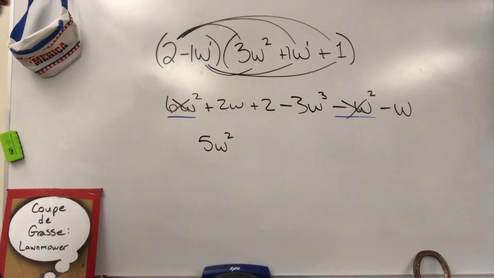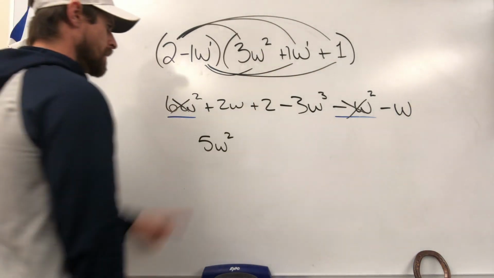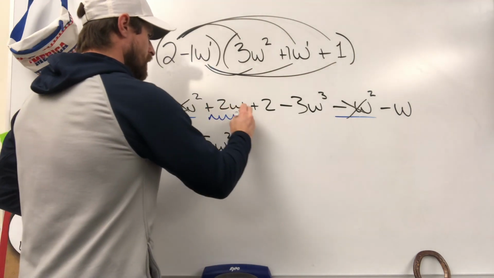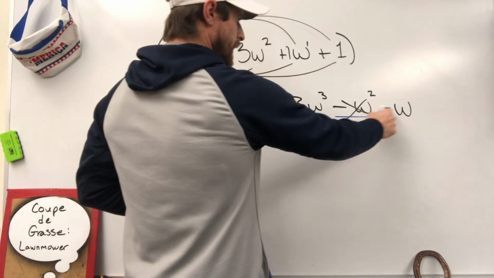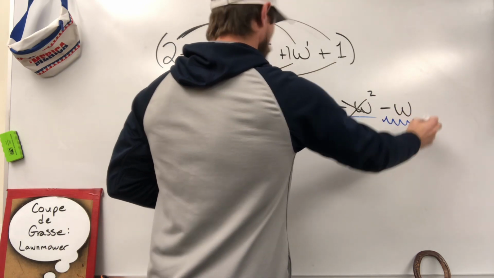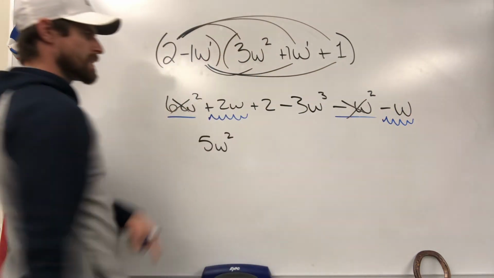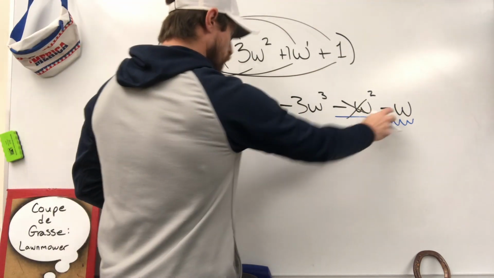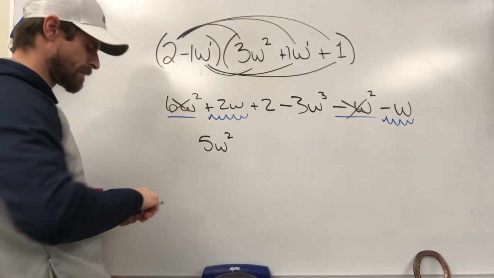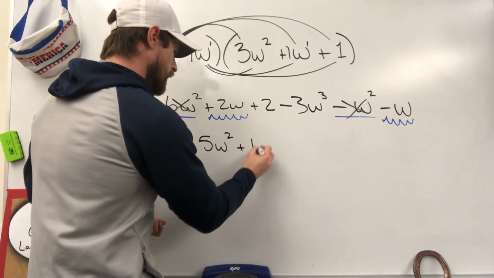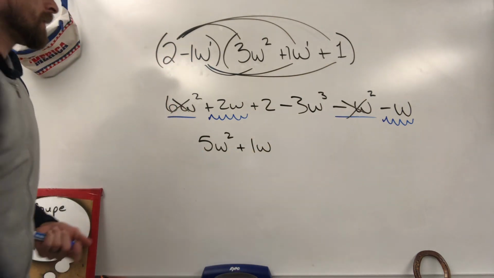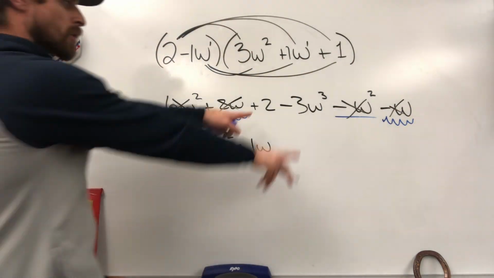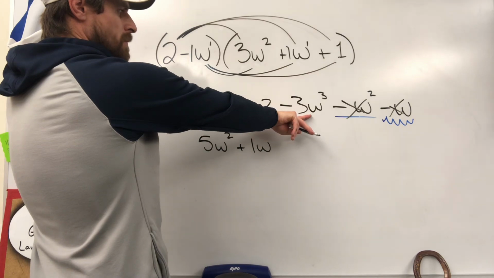Now, I've used this. Got a lot going on, so I like to just X them out so I know what's left. Ooh, we've got a positive 2w, I'll squiggly line underneath that, and a negative or opposite of w. Both of these are w terms. They're like terms, meaning we can combine them, put them together. So a positive 2 minus 1, that's going to leave me with just 1 left. So I got positive 1w left over there. I've used this, combined them all together.